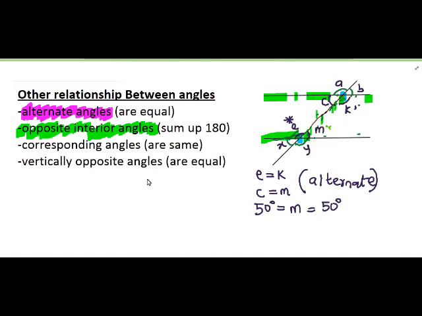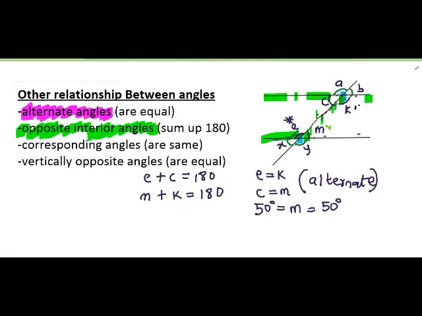Therefore, we have that E plus C is equal to 180 degrees. Why are they not the same? From our definition, we say that opposite interior angles sum up to 180 degrees. So that is why they are summing up to 180 degrees. So same thing happens here. M plus K sums up to 180 degrees.